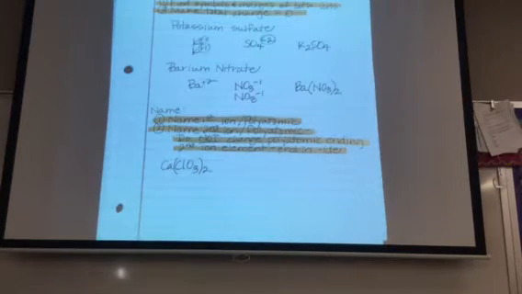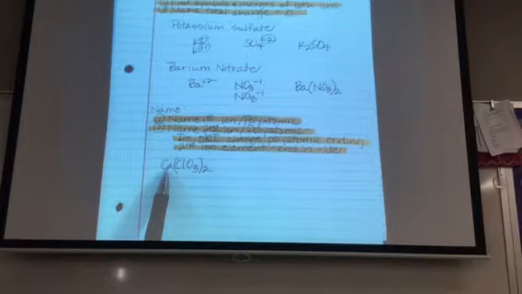So for example, Ca(ClO3)2. First element, Ca, calcium. Then you see that group and you know that you need to go to your card. And what are we looking for? ClO3, which is what? Chlorate. That's it. That's all we do.